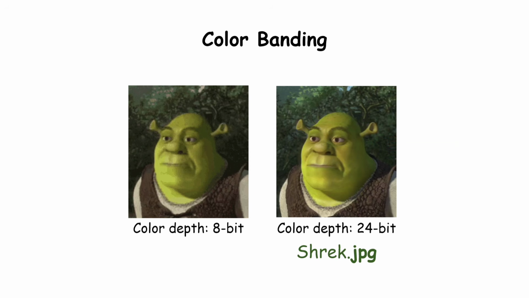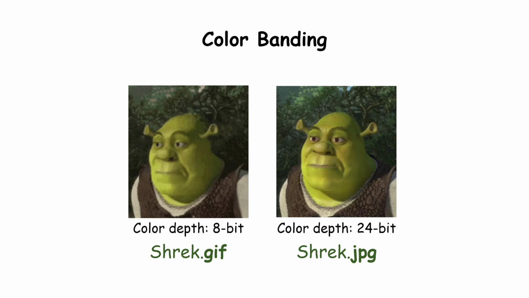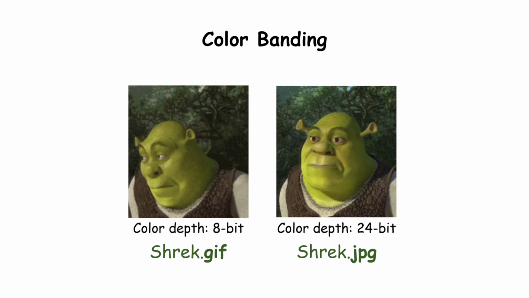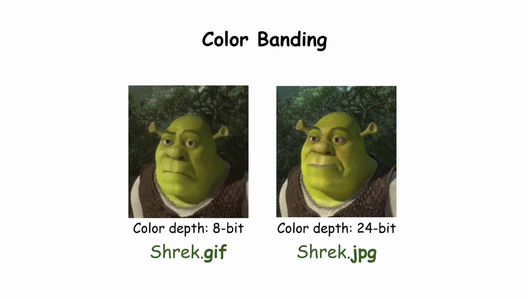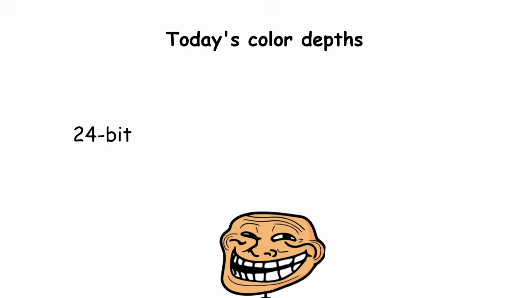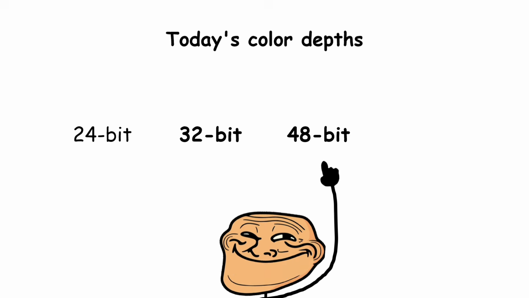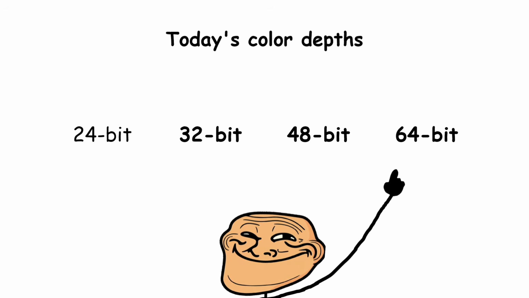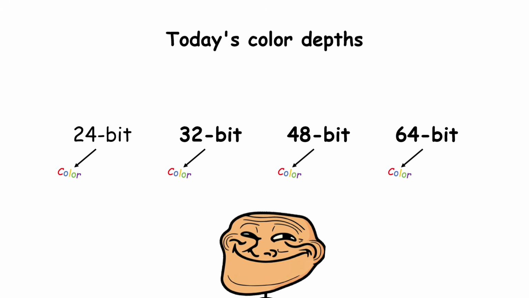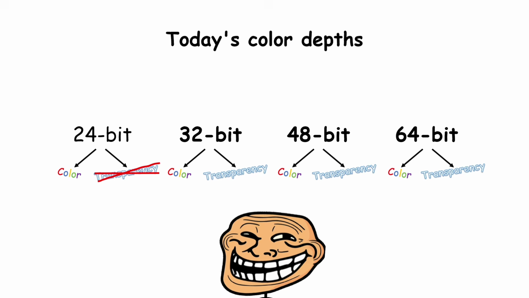For example, JPEG is a format with a maximum color depth of 24 bits, and GIF is a format with an 8-bit color depth. But this is not the end of the story. Nowadays, we have formats with color depths higher than 24 bits, like 32, 48, and even 64 bits, which are usually used to display colors and also very deep and precise transparencies.